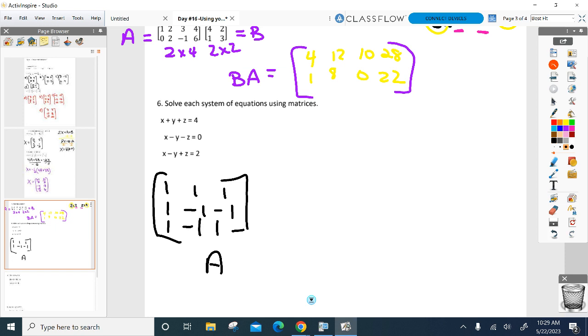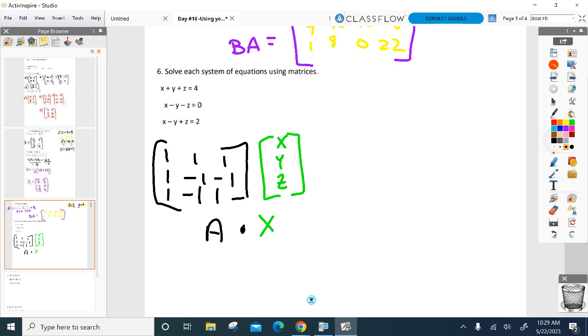All good? All right, we are going to multiply this by our mystery matrix, aka our answers, which will be X, Y, Z. We do not create that matrix. That's what we're going to solve for. And we're going to set that equal to matrix B, which are the answers we want, which are 4, 0, 2, right here. 4, 0, 2.